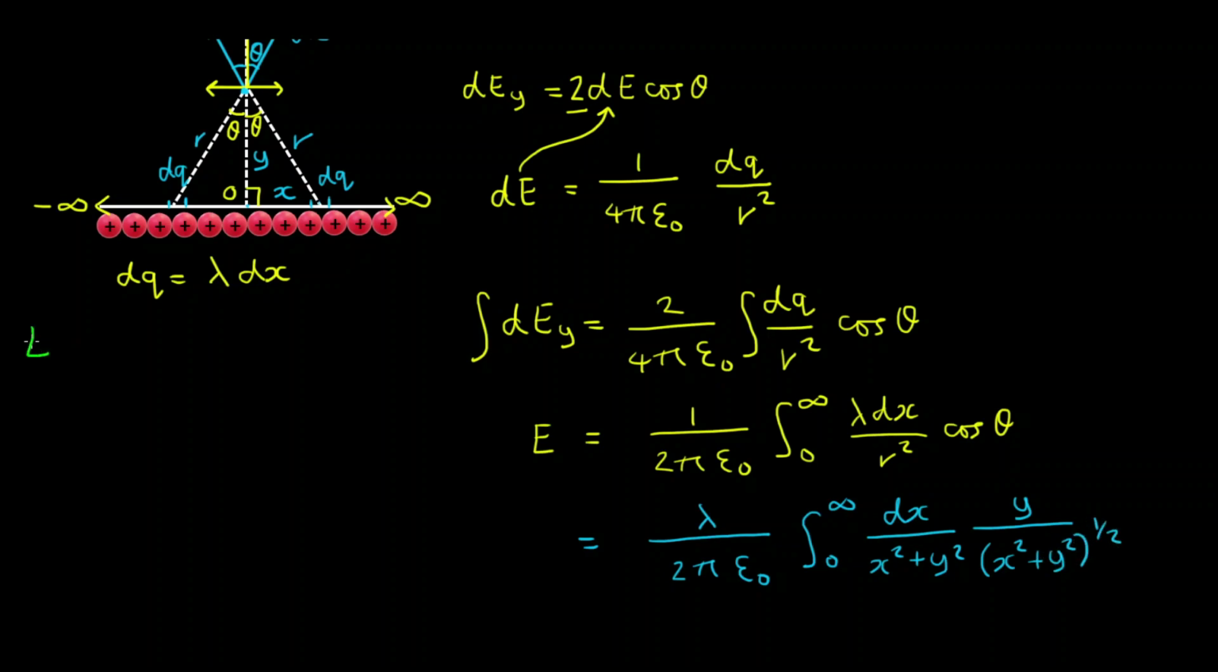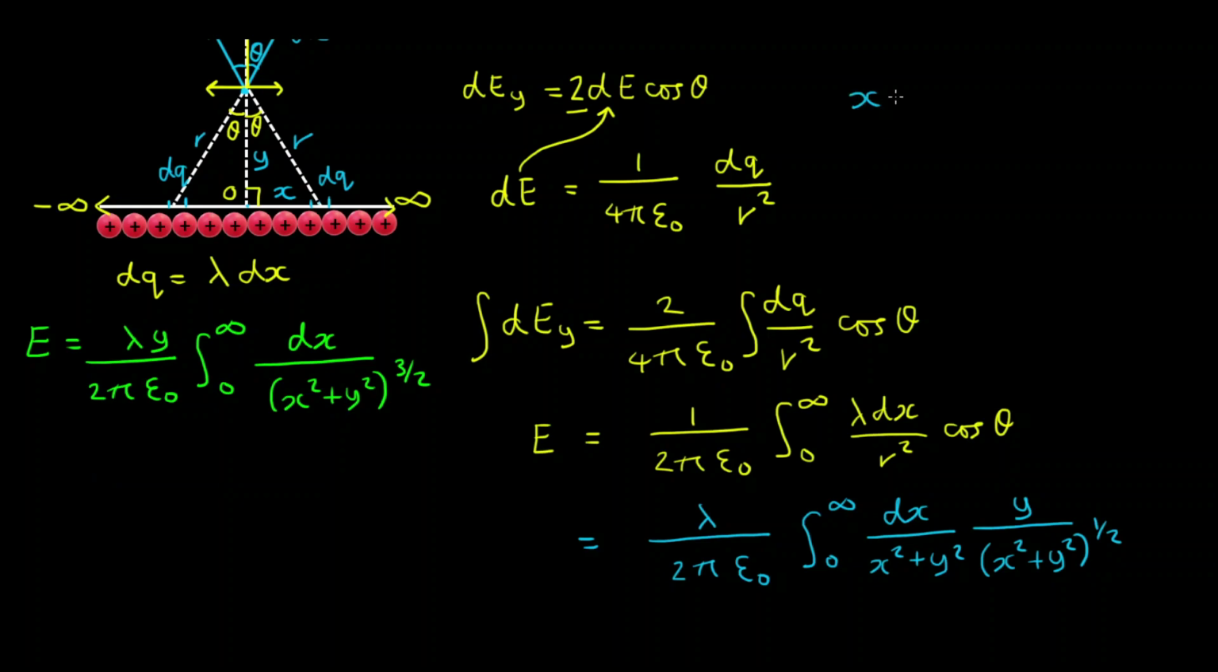And now let's continue our equation on this side. So what we have is lambda on 2 pi epsilon naught by the integral from 0 to infinity. And we can take y outside the integral because we're integrating over x. And we have dx over (x squared plus y squared) to the power of 3 on 2. And now we can use trigonometric substitution.